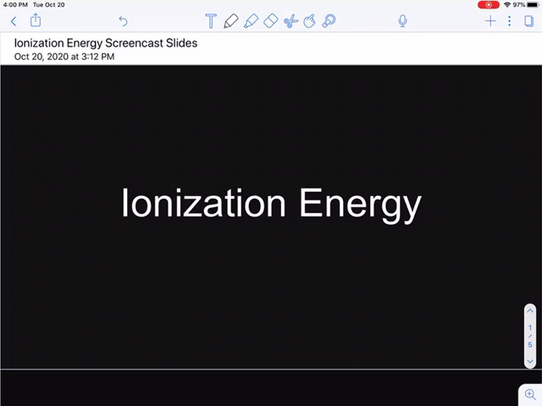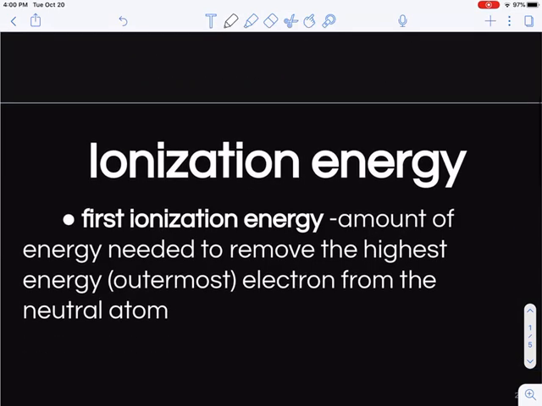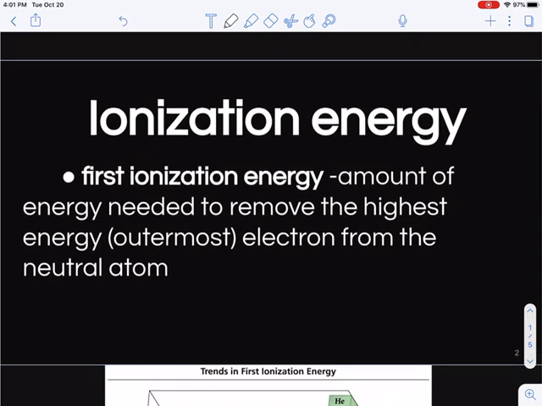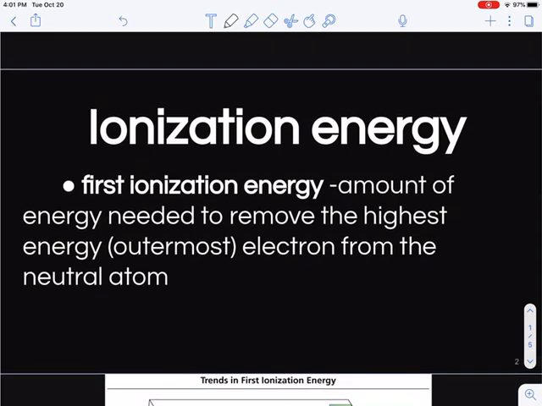Hi everyone. In this screencast, I'm going to be talking about ionization energy. So what is ionization energy? Well, ionization energy is the amount of energy needed to remove the outermost electron from a neutral atom.